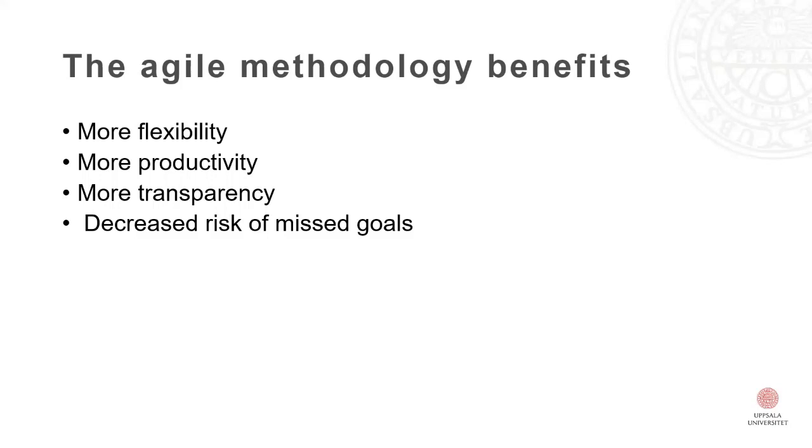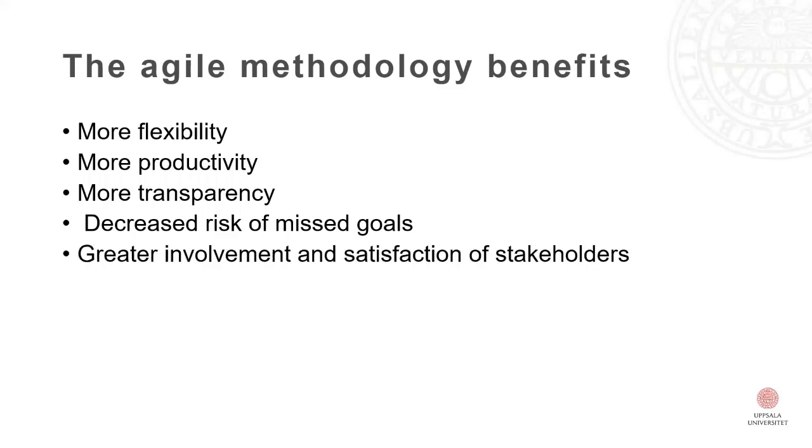And there is a decreased risk of missed goals, because in any iteration you check the requirements and make sure that you are going to implement the most important requirement next. And since at the end of each iteration you are going to talk with your stakeholders or customers, it involves them in great detail in your process. And this gives them a lot of satisfaction because they know exactly what you're doing, and they can change their priorities if they need to, and so on.